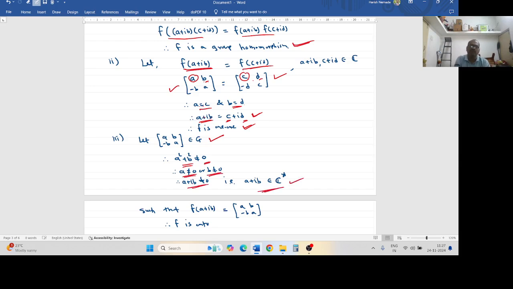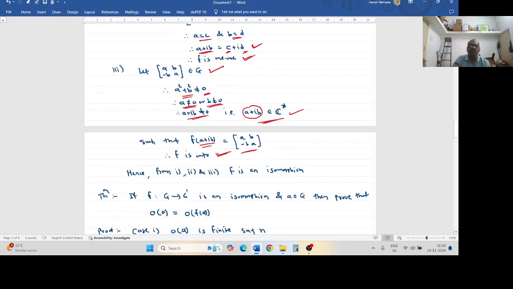It is a non-zero complex number such that we know that f of this non-zero complex number, that is a plus ib, is equal to the given matrix. So therefore the given function is onto. So thus here f is a 1-1 onto homomorphism. So it is an isomorphism. So thus from equations 1, 2 and 3, f is an isomorphism.